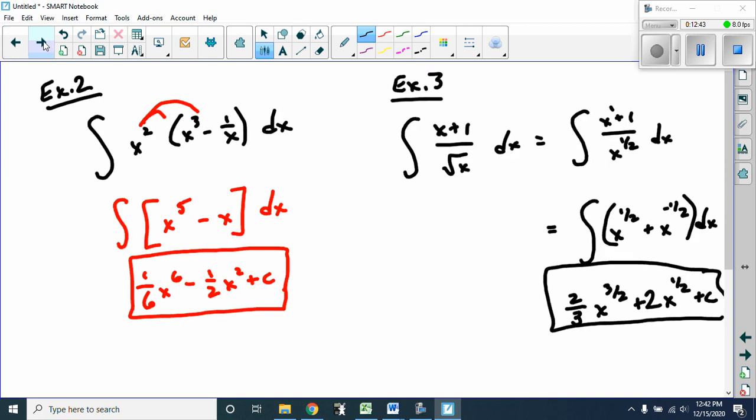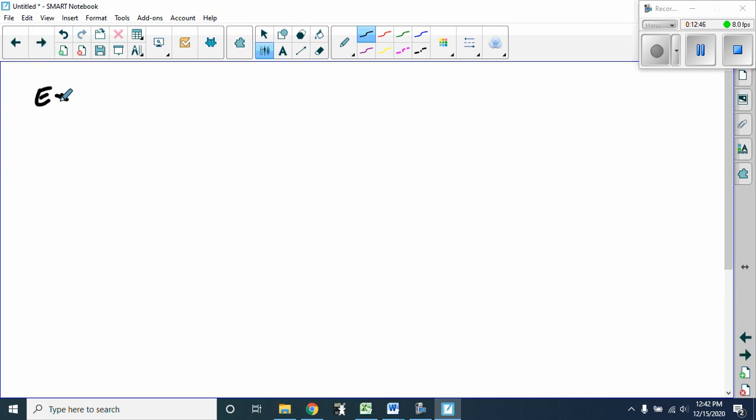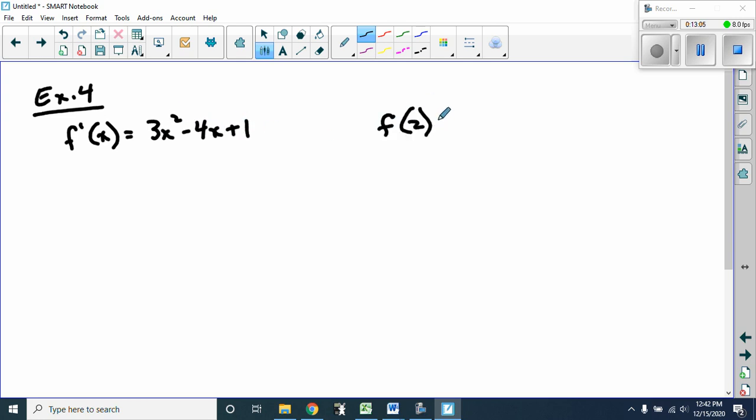And then one more example, Example 4. Sometimes we're given an initial condition so that we can figure out what C is. So here we are given f prime of x is equal to 3x squared minus 4x plus 1. And we know f of 2 is 4. We need to find f of x. So find the function that has a derivative of this and passes through the point 2, 4.